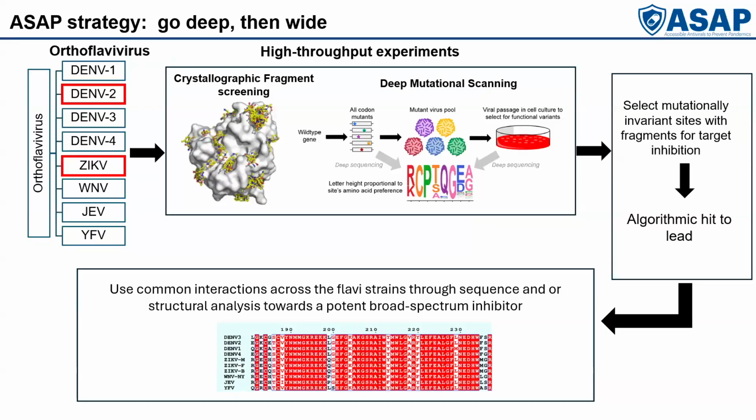This slide briefly summarizes the ASAP strategy. This involves focusing deep on some of these strains, like through high throughput experiments like crystallographic fragment screening and deep mutational scanning. The information from both these high throughput experiments combined give us an idea about mutationally invariant sites with initial fragment hits that can be readily used for algorithmic hit to lead development. Then we could use common interactions across the Flavi strains identified through sequence, as well as structural analysis towards developing a potent broad spectrum inhibitor.